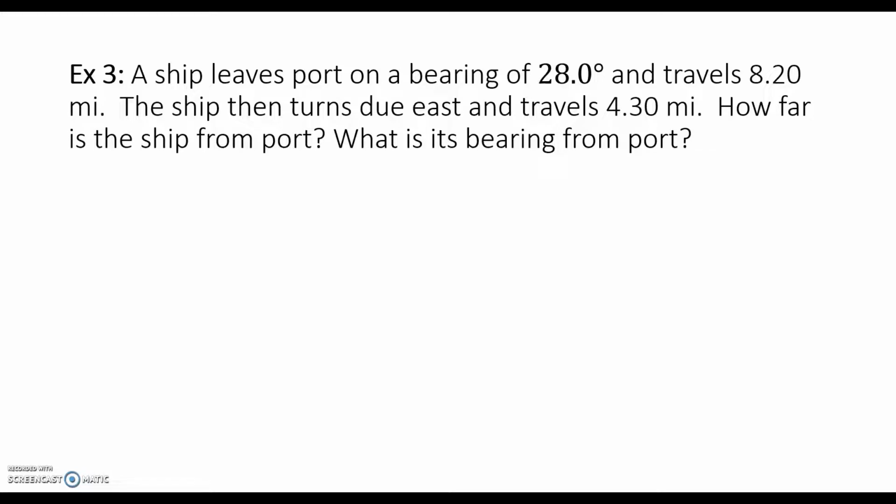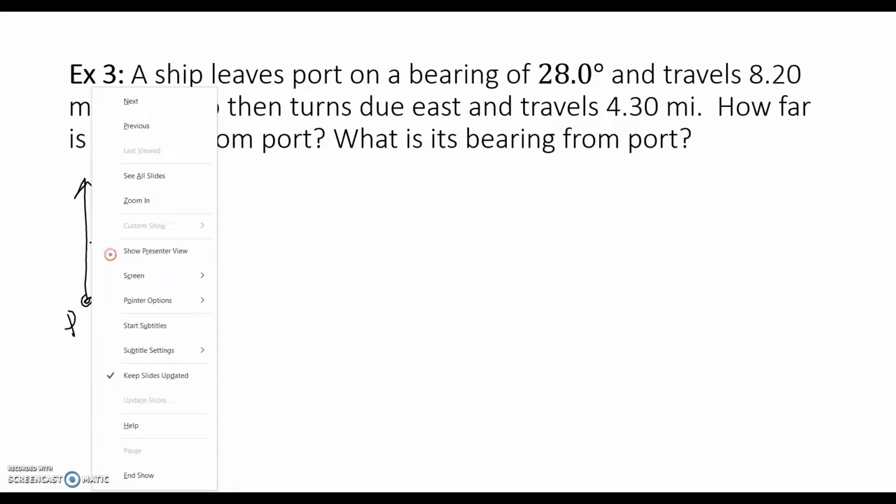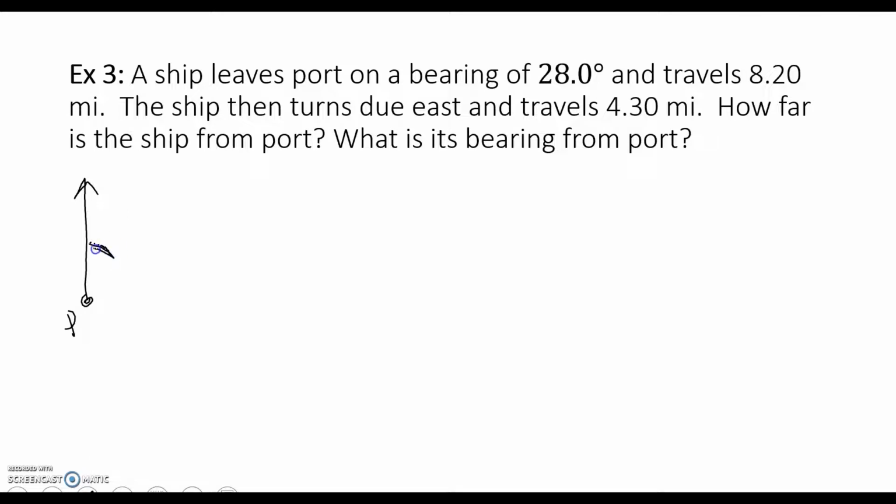Okay, so the first thing we want to do is sketch a picture. So let's say the port is here, so we have a point P here. Remember, bearing, if it doesn't give a direction, then it starts from due north. And it's 28 degrees, so it goes in a clockwise direction. So 28 degrees would be something like that. So this is the 28-degree angle, and it travels for 8.2 miles. So this would be the 8.2, the magnitude of that vector.